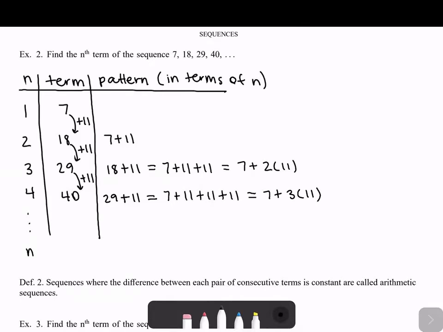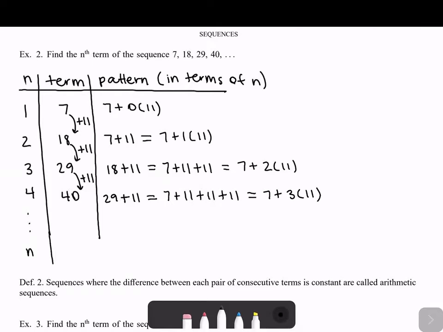And in order to keep this pattern consistent through the terms, we can rewrite this one up here as 7 plus 1 times 11, and our first term as 7 plus 0 times 11, because anything times 0 is 0, and anything plus 0 is itself. So 7 plus 0 times 11 is still 7.